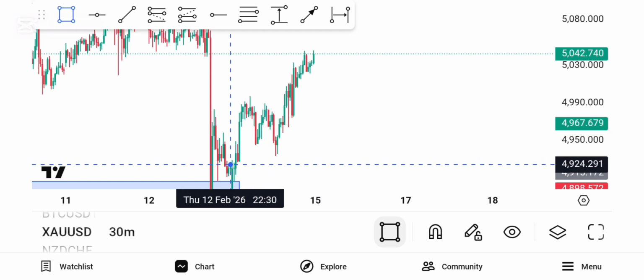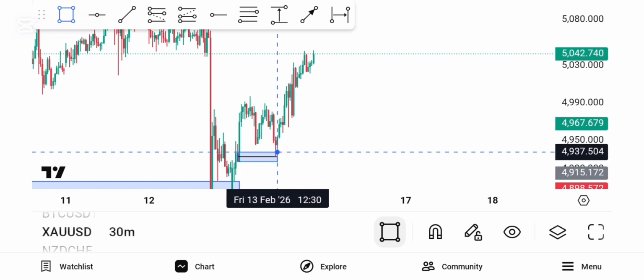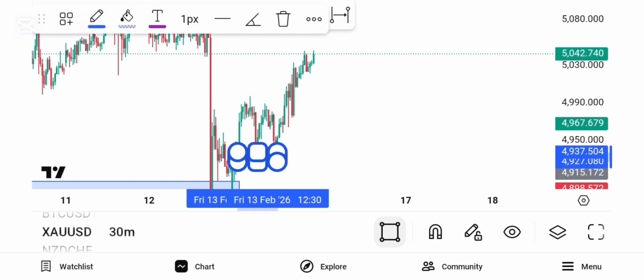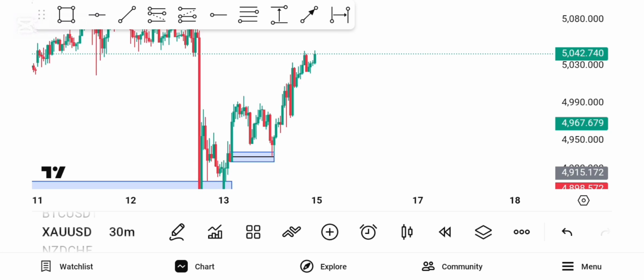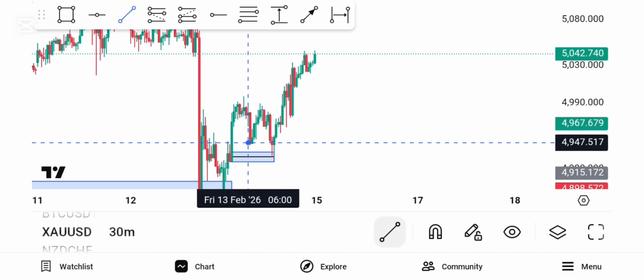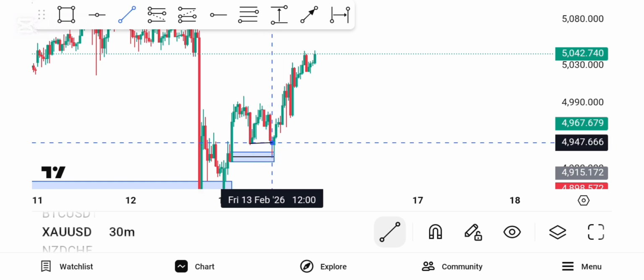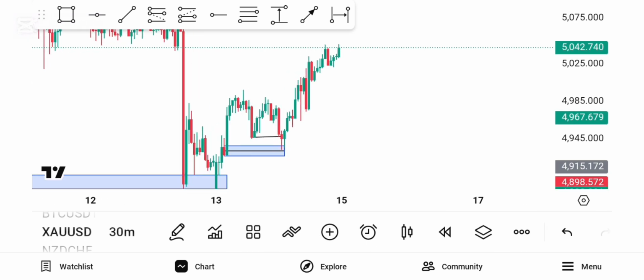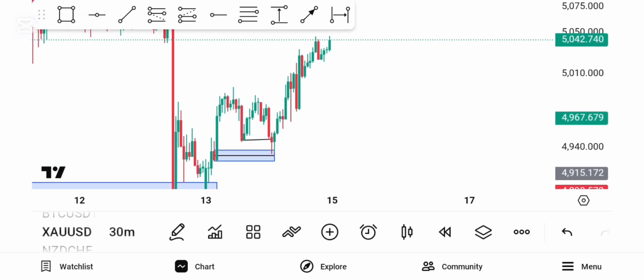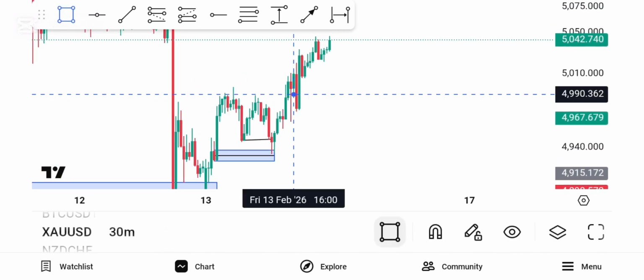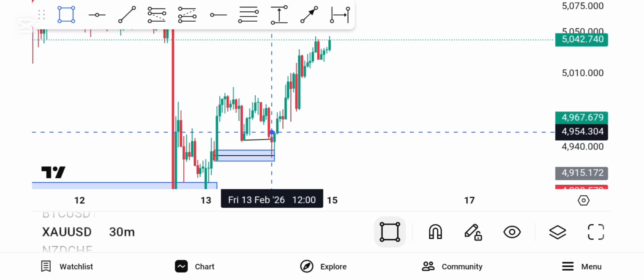Yes, this other block has been mitigated already. It touched this other block. After taking out this liquidity, it took out this liquidity here and tapped on that other block. So that zone now is free. So now I'm actually seeing another block that is unmitigated, which is this 30 minutes other block.